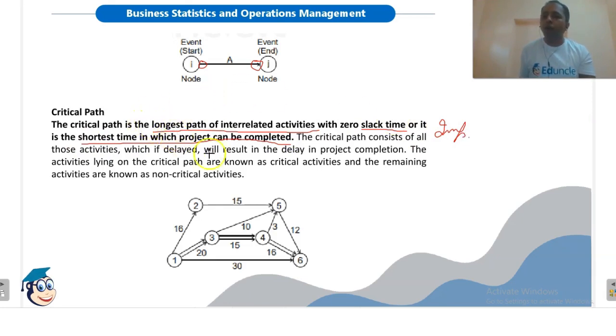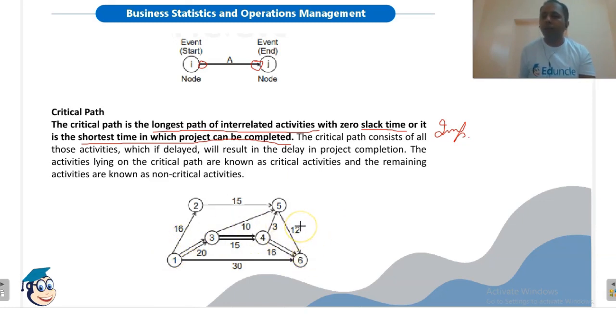Critical path is the longest path. This means that the first activity is the starting activity and the sixth activity is the last activity. If we have to reach from activity 1 to activity 6, there are various paths: 1 to 2, 2 to 5, 5 to 6; from 1 to 3, 3 to 5, 5 to 6; from 1 to 3, 3 to 4, 4 to 6. These are the various paths from which we can reach from event 1 to event 6.